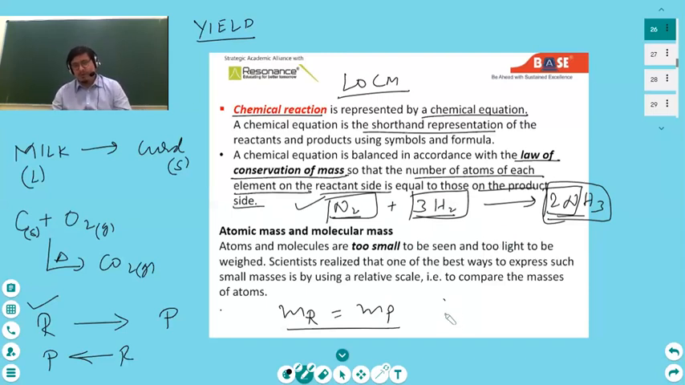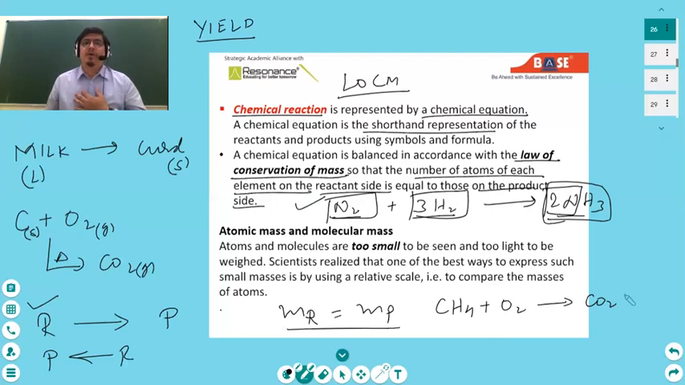Suppose I give you combustion of methane. So you take methane and heat to burn it. Always remember that whenever you heat an organic compound, you always get 4 products: carbon dioxide, water vapor, and heat and light. We will do that later. Can you balance this, please?